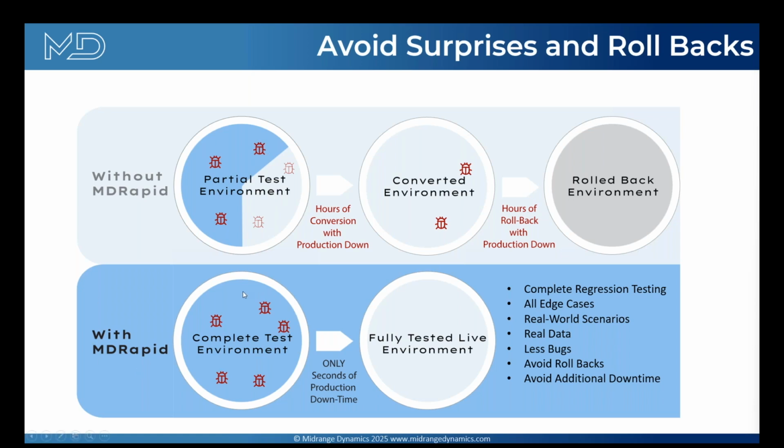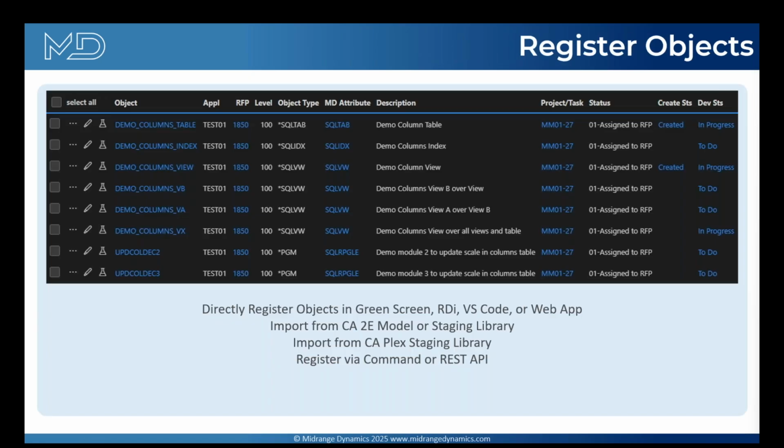With MD-Rapid, you have a full test environment with all cases, just as it is in production. You have a better opportunity to catch all of the bugs, it's fully tested, and then you go live with it and avoid a lot of those risks that are incumbent with not being able to test fully.